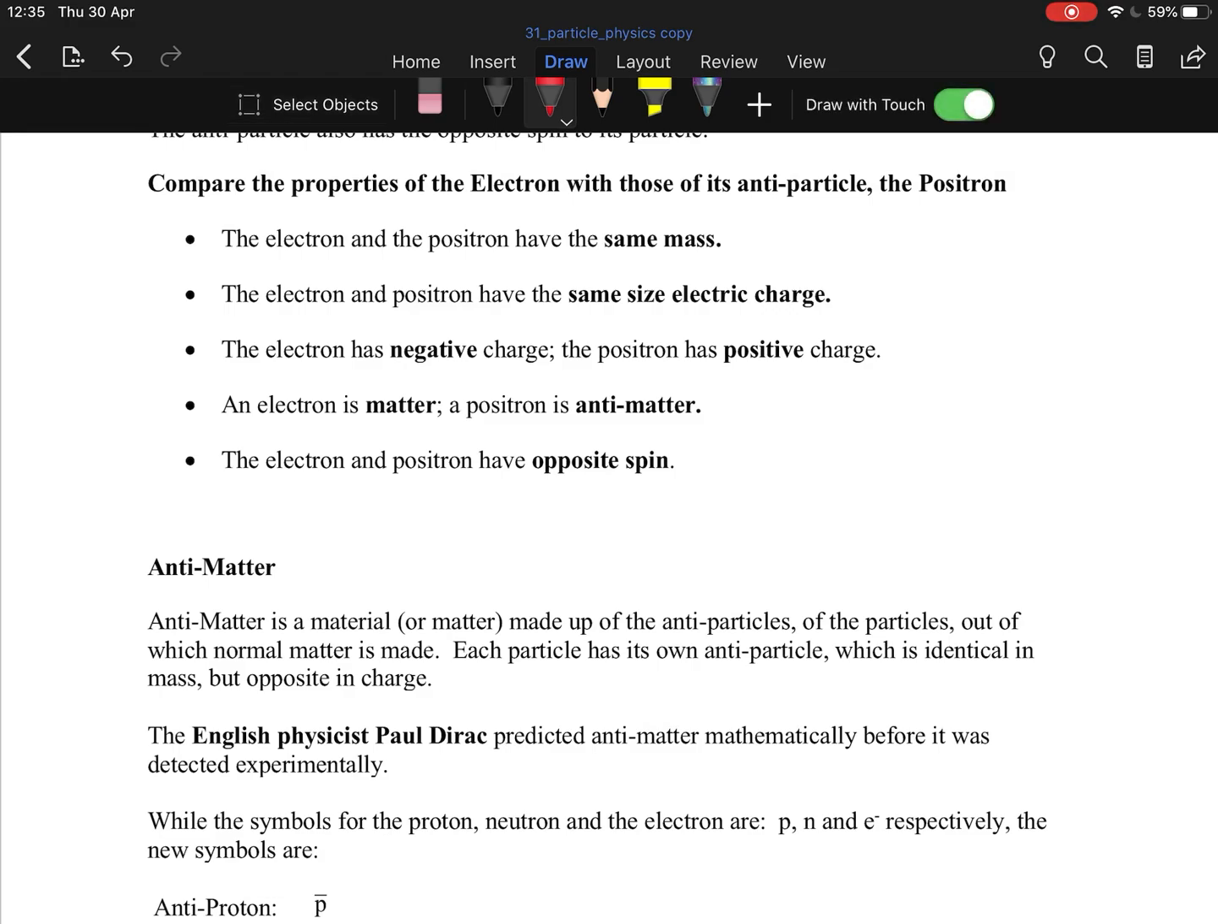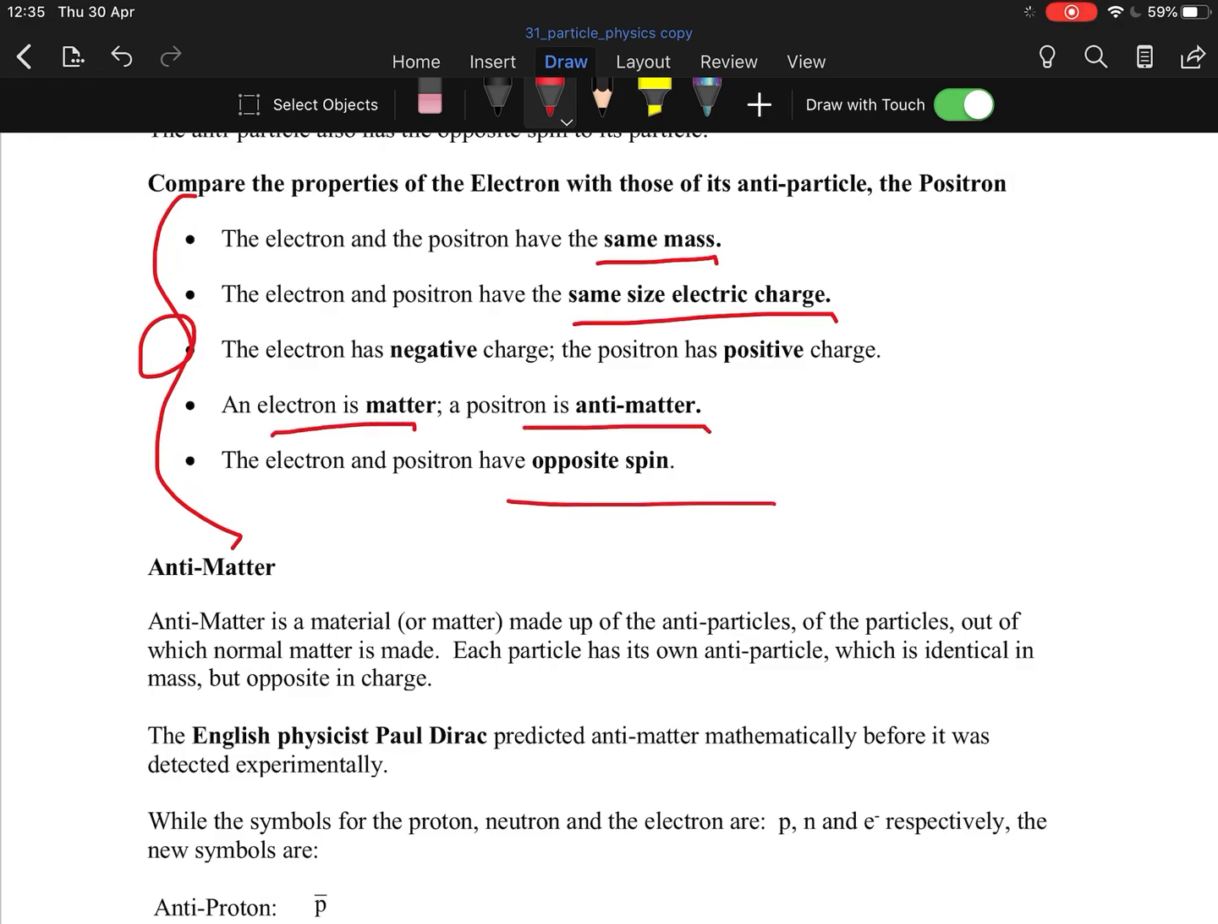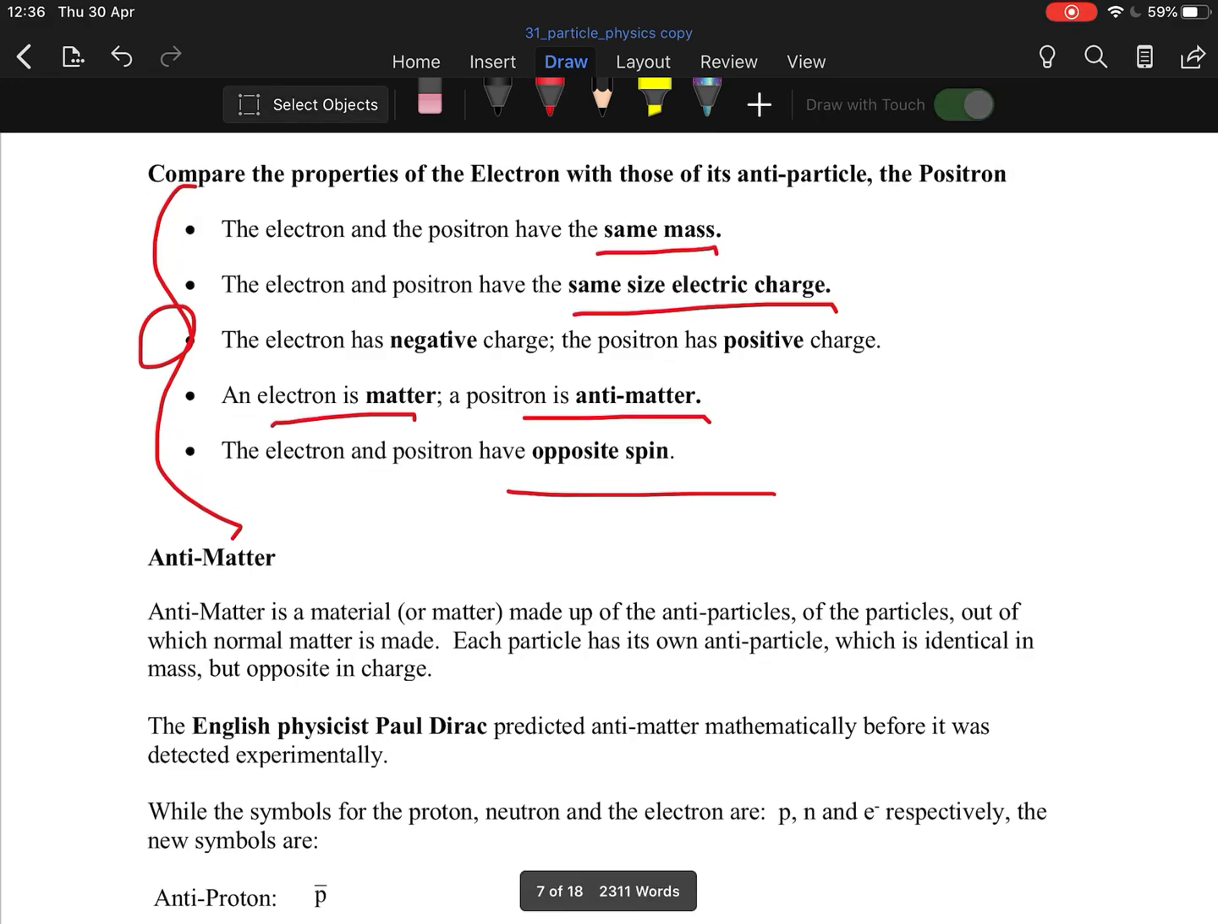And this is very key to understand how to answer these: they have the same mass, same size, opposite charges. The electron is matter, the positron is antimatter, and they spin oppositely. So there are the three key things, because they'll often give it to you and people will say, well, they never gave me the mass of the antimatter or the positron. They did. It's the exact same as the electron. Of course, it was proven mathematically.